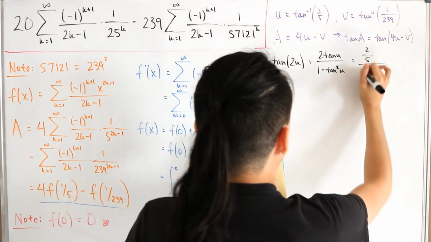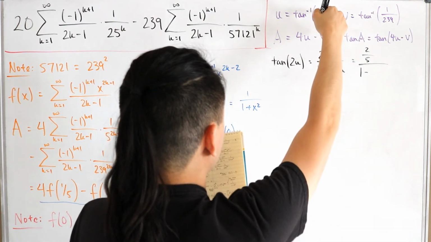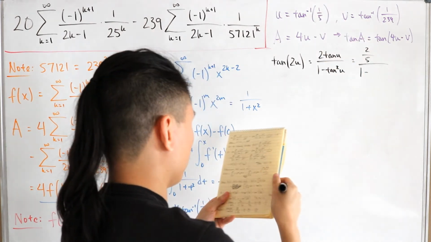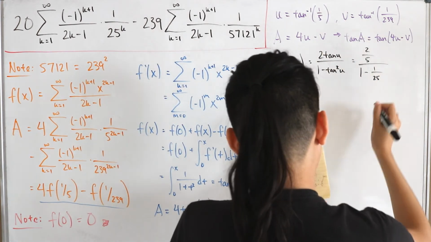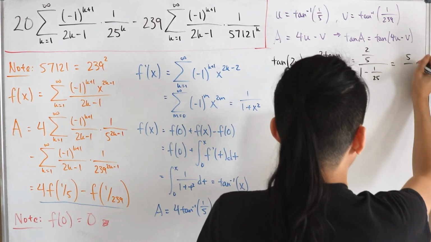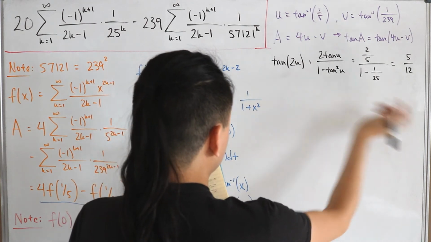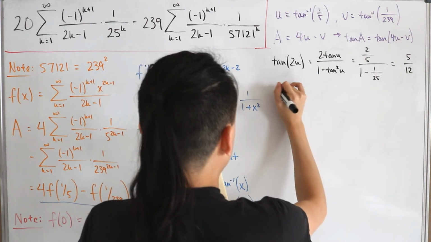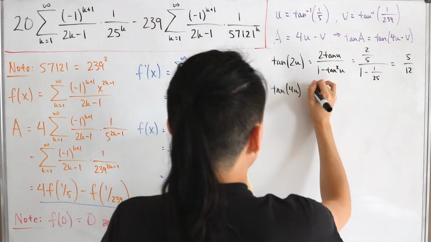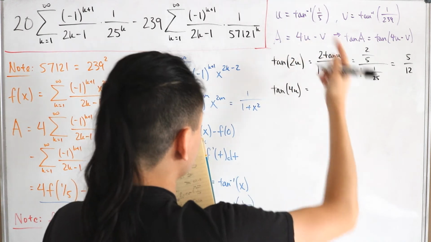And then we divide this by 1 subtract tangent square of u. Specifically, this is 1 minus 1 over 5 squared, or 1 over 25. If we simplify all this out, we'll get that this is going to equal 5 divided by 12. Okay, so not much yet, but now we can do this again for tangent of 4u, which is what we want. It just follows that same identity, except you plug in 2u again.